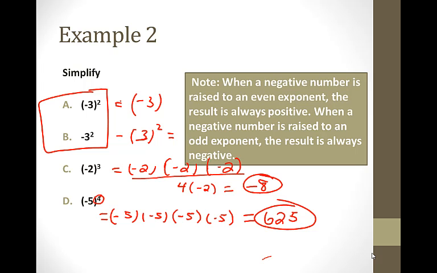So when a negative number is raised to an even exponent, the result's always positive. When a negative number is raised to an odd exponent, the result is always negative.